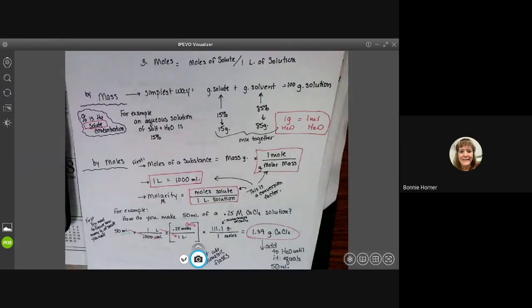Oh, my light went out here for a second. Hold on. Okay, light's back on. Sorry about that. The automatic light went off.